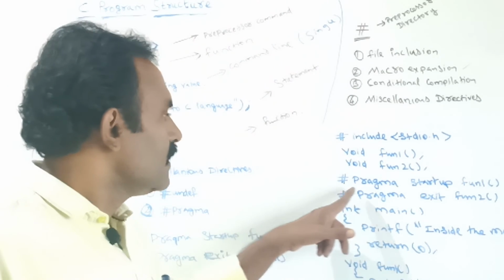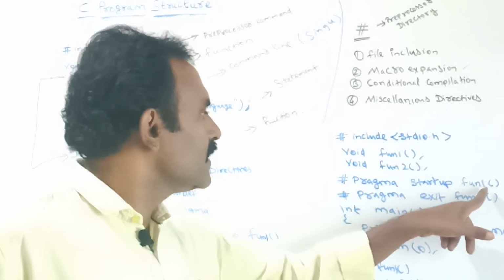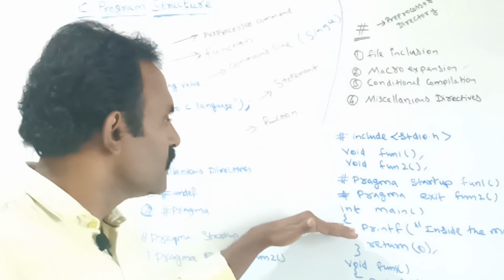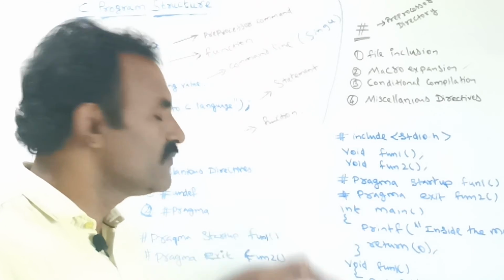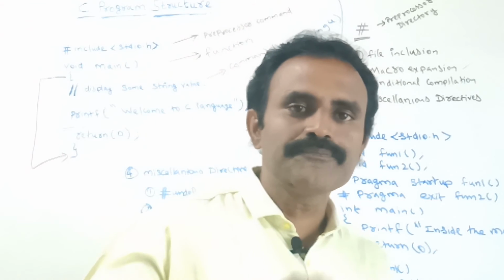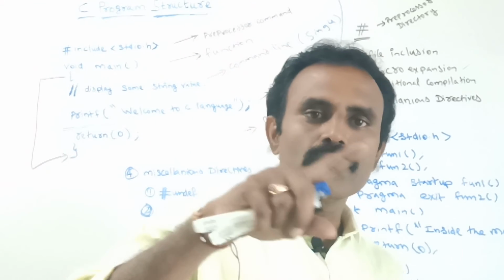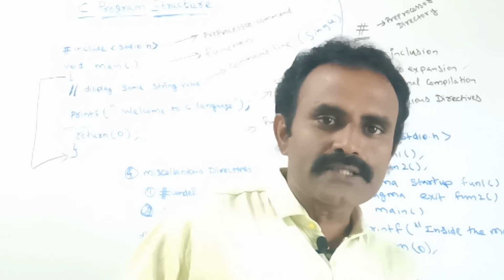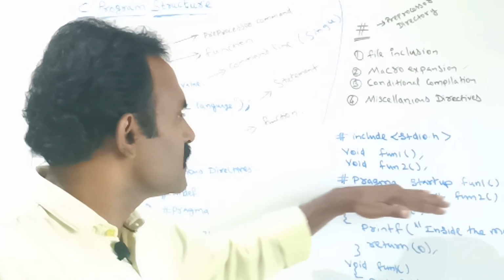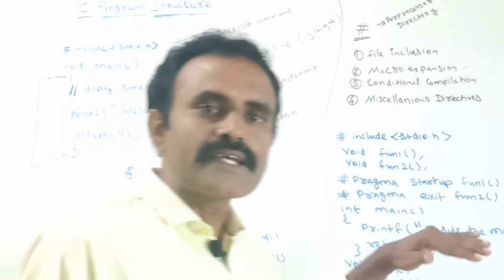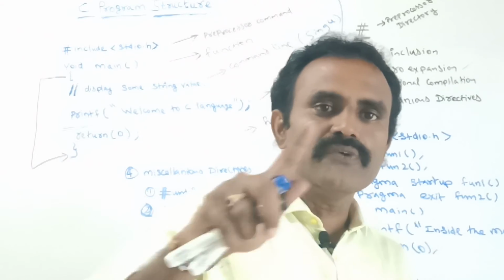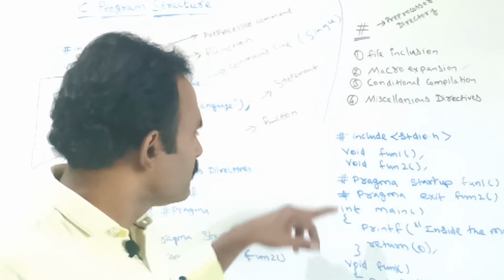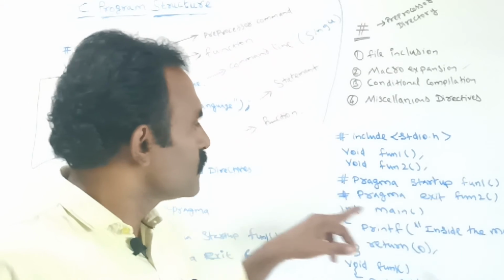See, here at pragma startup I have declared fun1. So when executing this program it won't go to the main function first. Each and every time when we execute a C program, the control goes to the main function, and from the main function it is executed step by step. But if you are using this pragma startup, in this case the control will go very first to the startup function.